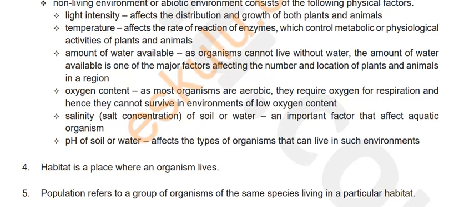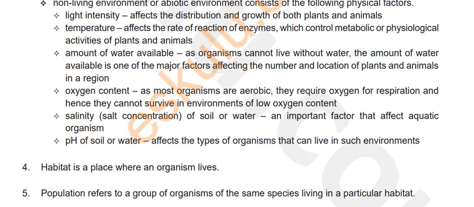An organism cannot live without water. The amount of water available is one of the major factors affecting the number and location of plants and animals in a region. Actually, let me not assume that the more water we have, the more organisms we have. There are other organisms that do not need a lot of water. Water is very important, but it doesn't mean that the more water we have, the more organisms will interact in that community.